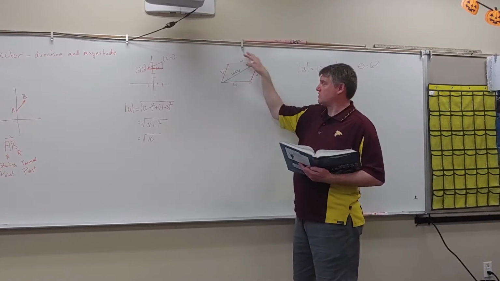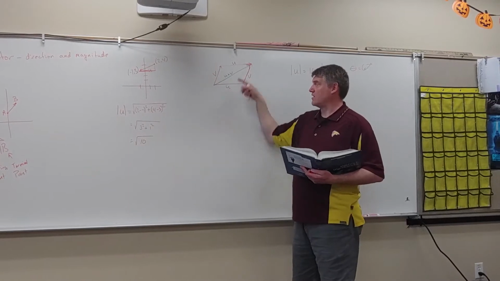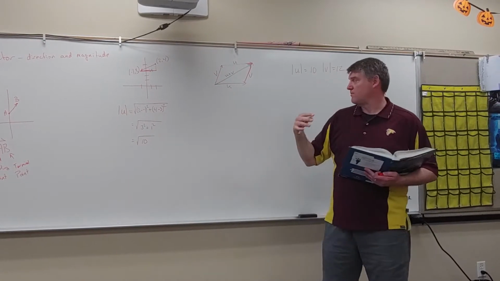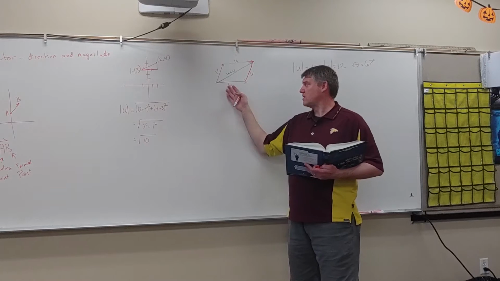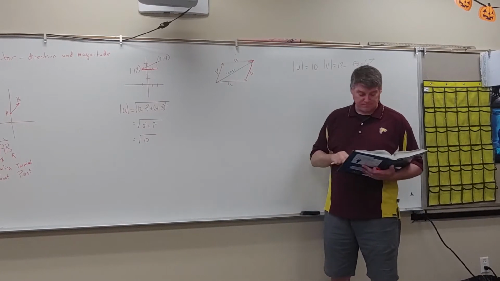So what happens here is you're actually creating a parallelogram with v on each side and u on each side. Okay? So if you're in physics, you've probably done this. And the sum of those vectors is that diagonal.